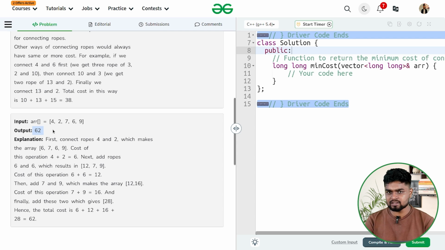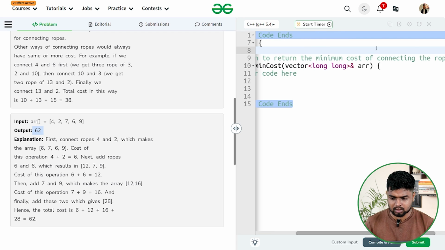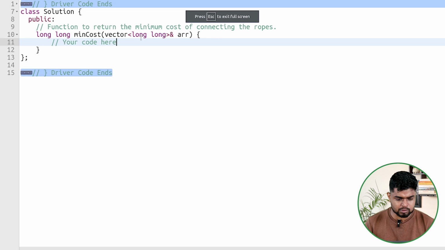So if you want to minimize the overall cost, you have to think greedily and you have to minimize the cost of connection of two ropes at every step. And the data structure that I need for that is a min heap or priority queue, because I want the two smallest ropes at every step, at every connection, whenever I want to connect the ropes. Okay, so let's try and code this up so that we can submit this problem also, right?